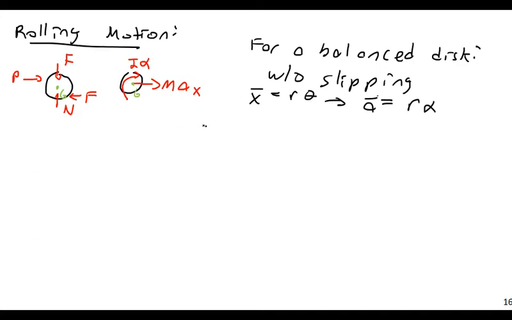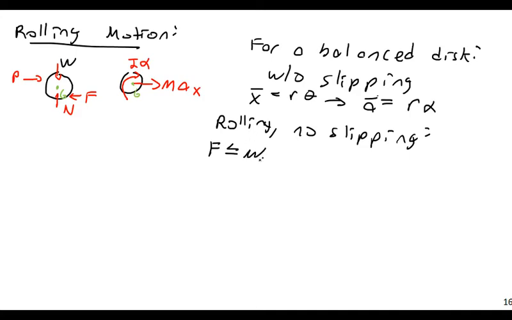Now, if you have rolling but no sliding or no slipping, and again, be consistent, well, I know that the force F must be less than or equal to the force of friction. Actually, sorry, that shouldn't be F, that should be W. Sorry about the weight pointing down. The frictional force must be less than or equal to mu static times the normal force, N. And A, of course, is equal to the same R alpha.